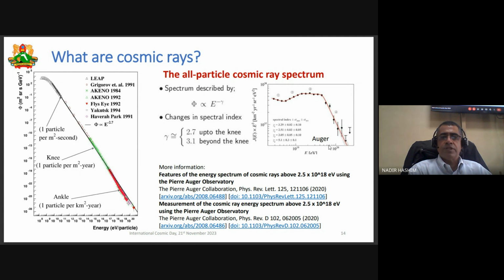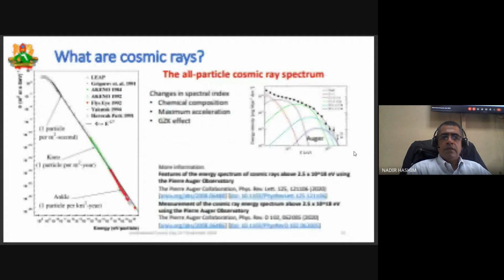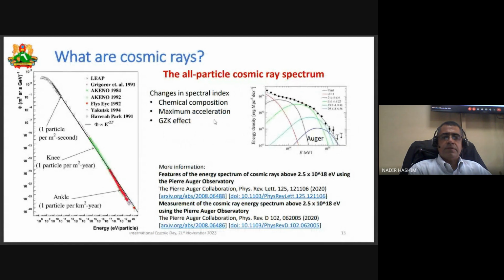So there have been a lot of experiments to investigate these ultra high energy cosmic ray particles. One of them is the Auger experiment. That's the world's largest astroparticle physics experiment, and they're looking at the ultra high energy region of cosmic rays. The changes in the spectral index are related to the chemical composition, maybe the possibility of maximum acceleration achieved, or the GZK effect. This is the Greisen-Zatsepin-Kuzmin effect.